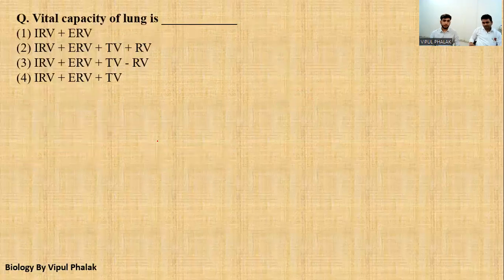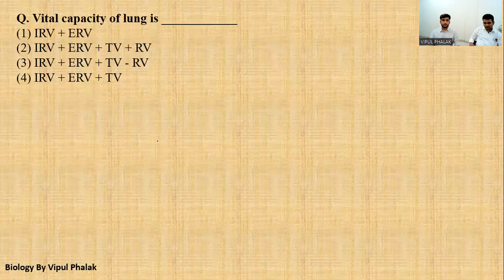Vital capacity of lung is. So we will see first what is vital capacity. Vital capacity is the maximum volume of air a person can inhale after a post expiration, or we can also say that the maximum amount of volume of air which a person can exhale after a post inspiration. So this formula is given in NCERT that vital capacity equals IRV plus ERV plus TV.